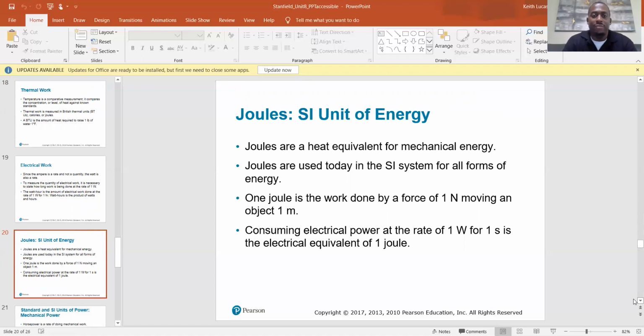Joules, the SI unit of energy. Joules are a heat equivalent for mechanical energy. Joules are used today in the SI system for all forms of energy. 1 joule is the work done by a force of 1 Newton moving an object 1 meter. Consuming electrical power at the rate of 1 watt for 1 second is the electrical equivalent of 1 joule.